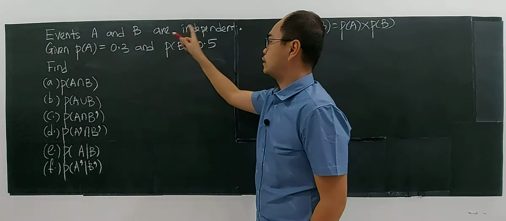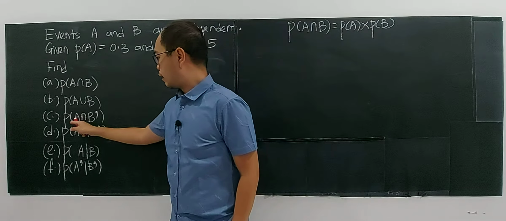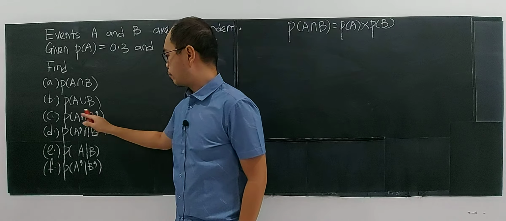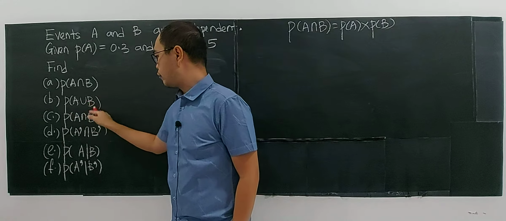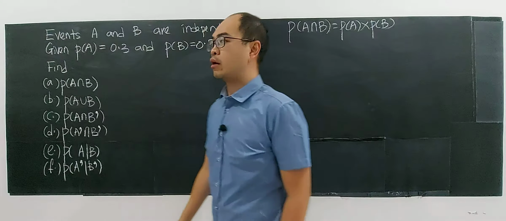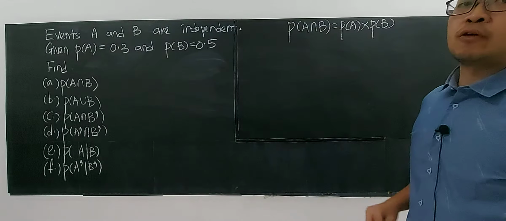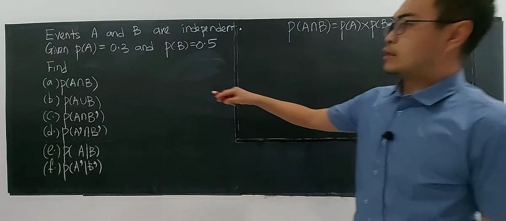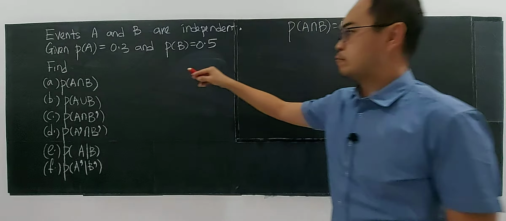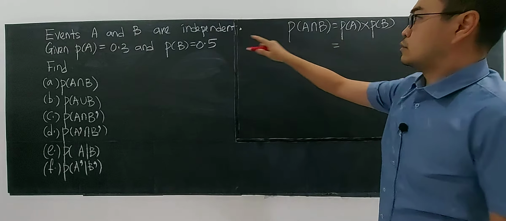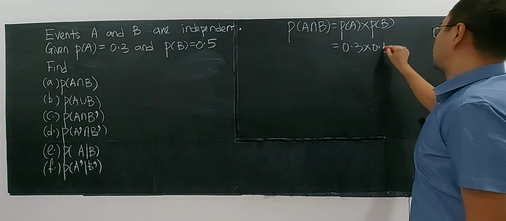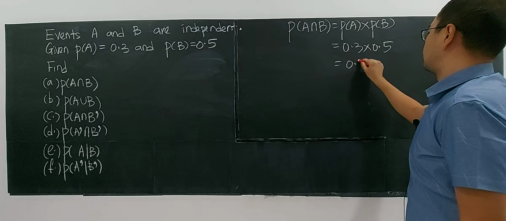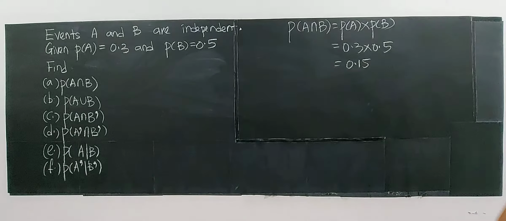Not only events A and B will follow this rule, but also the probability of A and complement of B, complement of A and complement of B, or complement of A with B, all are independent, and you can use this formula. So to find the probability of A intersect B, you can just take 0.3 multiplied by 0.5, which gives you 0.15. As simple as that.